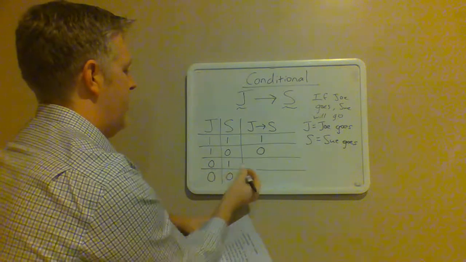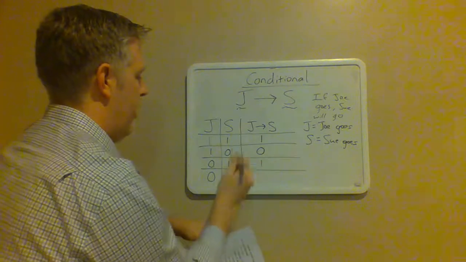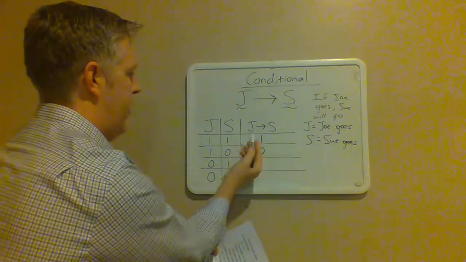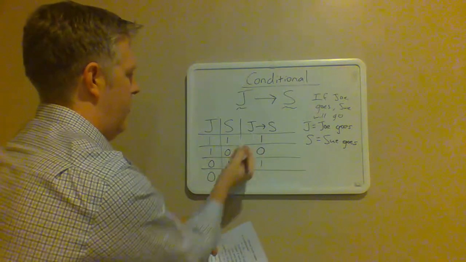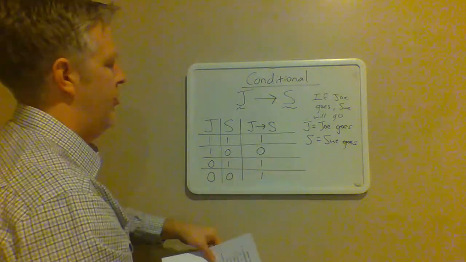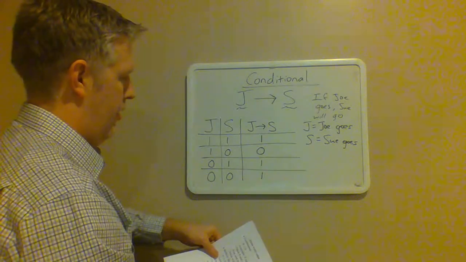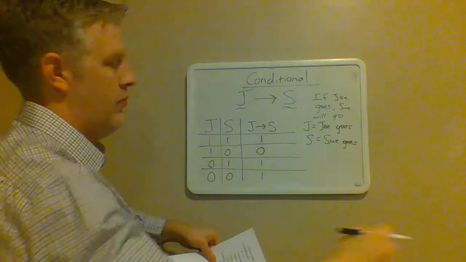Now remember what we said, as long as the antecedent is false, the conditional as a whole will always be true, right? Because you can't say you're a liar when what they said had to happen for the other thing to happen didn't happen in the first place. So if J is false, the conditional as a whole is still rendered true from a logical perspective. Okay. So that is the truth table for your basic conditional. Okay.